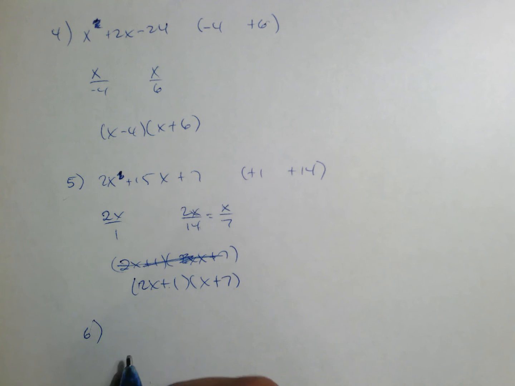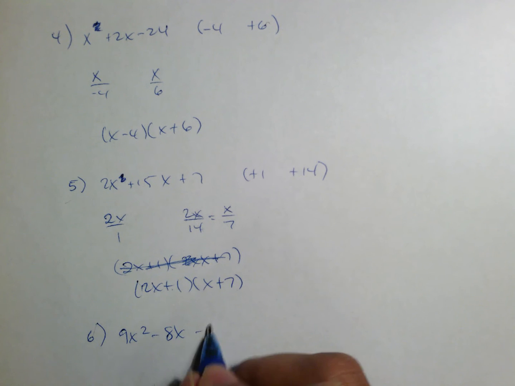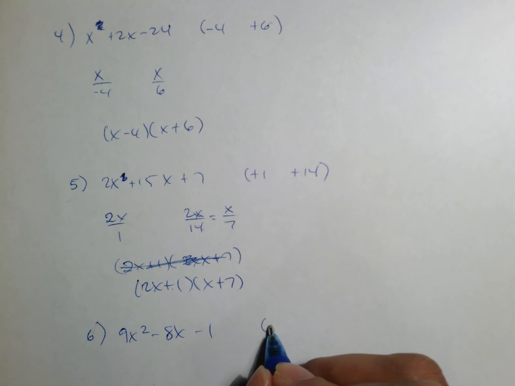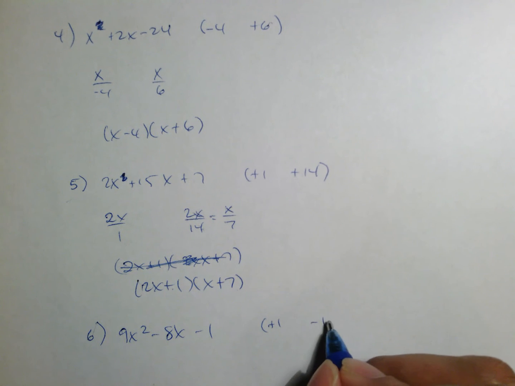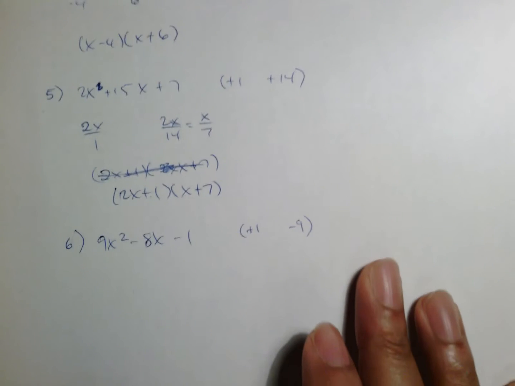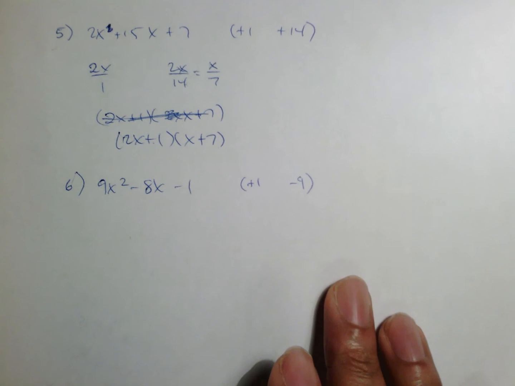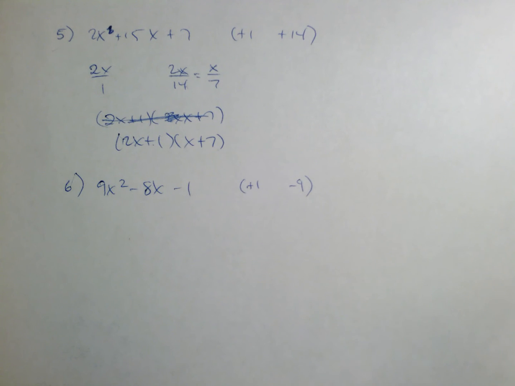Alright. 9x squared minus 8x minus 1 with positive 1, negative 9. Again, I will teach you how to do the numbers as we continue, but I've just got to make sure we at least work on small skills. I figured this skill was simple enough to do. Again, pause this video, try it out until you finish, and then unpause it to see how you did.